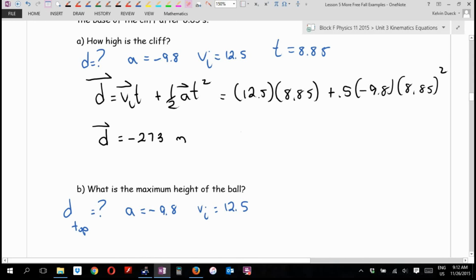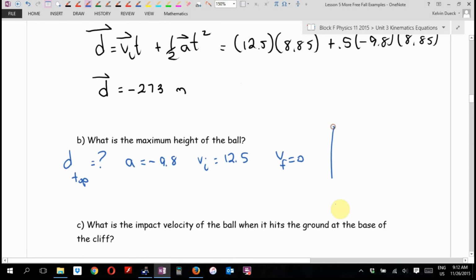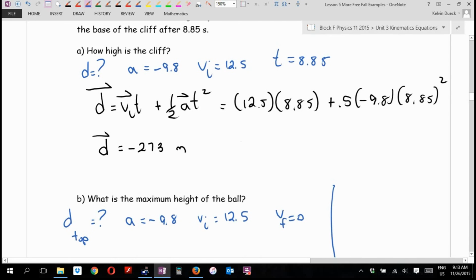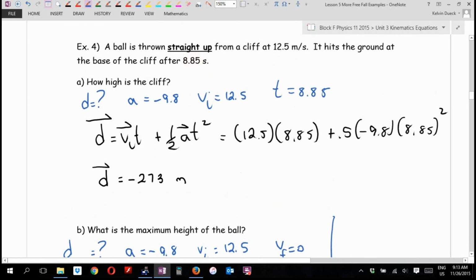Okay. We'll try this again. VF is 0. By the way, trust me, leave a little bit of room to the right there. You're going to need it. I'm looking for an equation that has A, D, VI, and VF in it. No T. Because this time, that 8.85 is the time to go to the top and fall all the way back down. So I can't use that T.